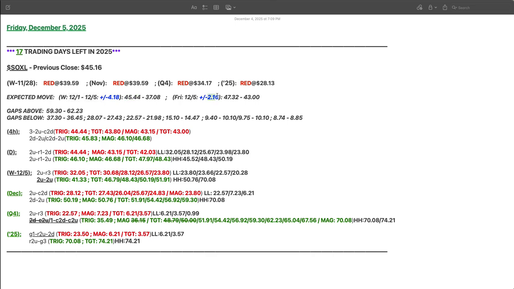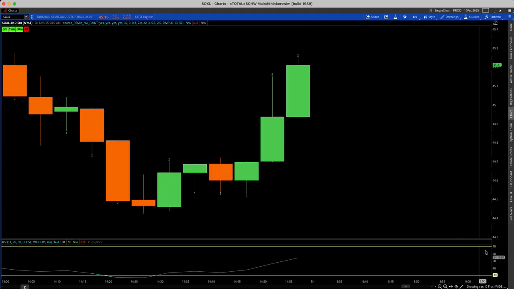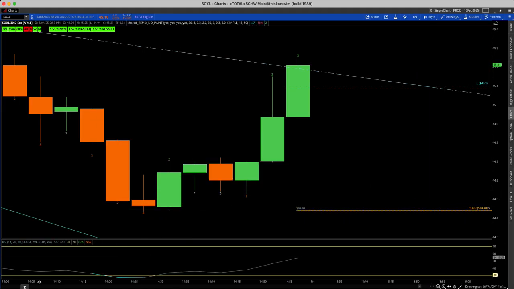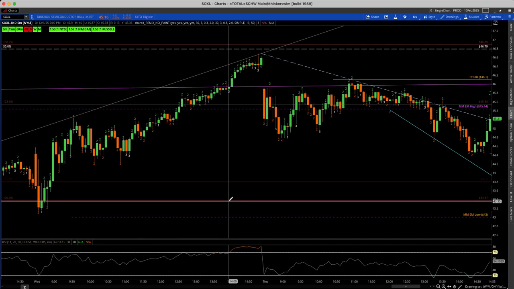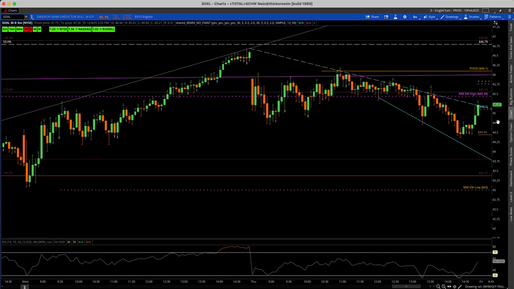But for Friday, we do have that $2.16 plus or minus expected move from the market makers. So with this close price of 45.16, that gives us a range of 47.32 and 43 flat. All right, so let's go to our charts here. Let's go to the 5-minute and let's bring up the scalp chart. All right, so we can see here. There we go. I'll bring everything into view.